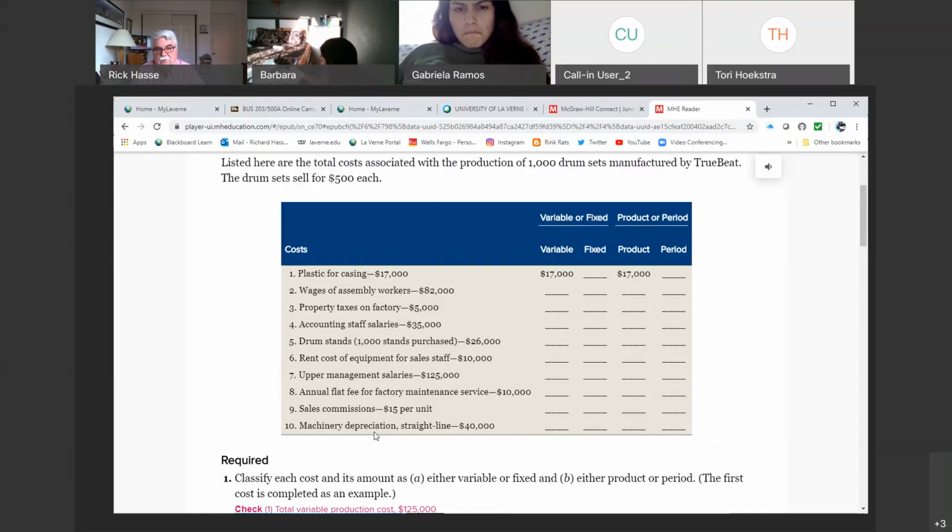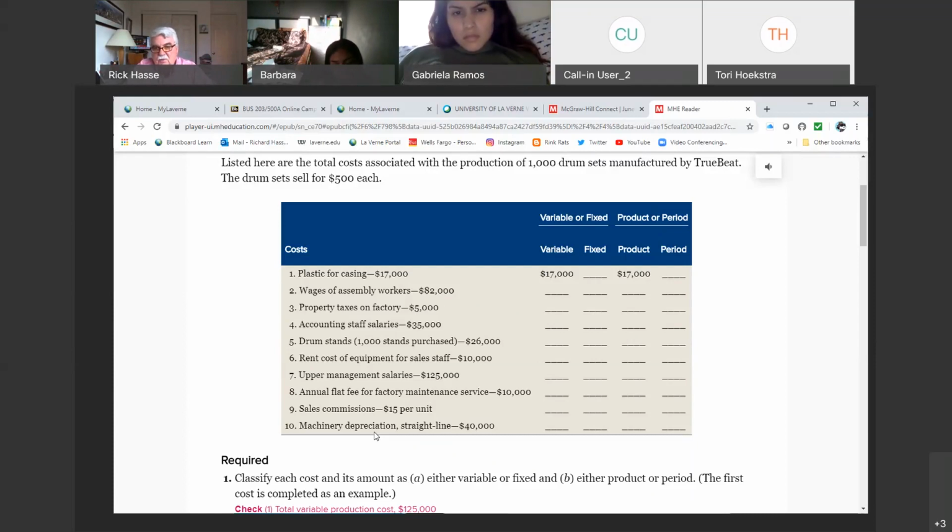So let's look at number 2. Wages of assembly workers, totaling $82,000. Well, wages of assembly workers are labor. That's going to be a variable cost. Also, because it's assembly workers, they have to do with the product that's being produced. So wages of assembly workers are product cost as well. Variable and product, just like number 1.